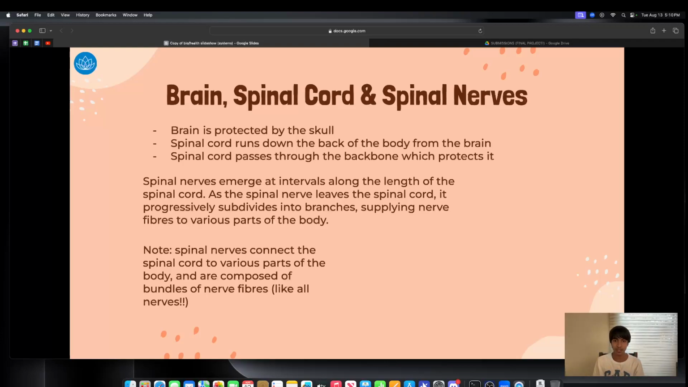And as the spinal nerve leaves the spinal cord, it progressively subdivides into branches, supplying nerve fibers to various parts of the body. And note, spinal nerves connect the spinal cord to various parts of the body and are composed of bundles of nerve fibers like all nerves. So they're connecting the spinal cord to different parts and they have all these nerve fibers, right? So yeah, it's like all of the nerves.